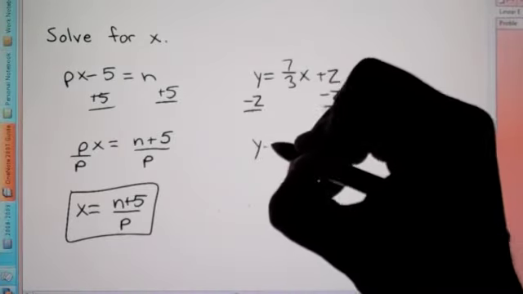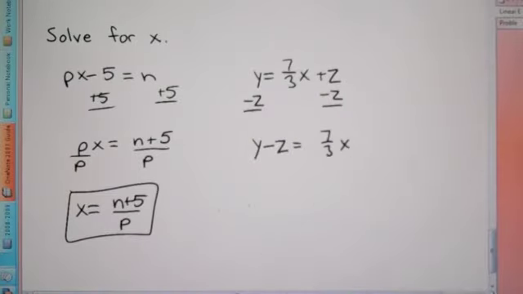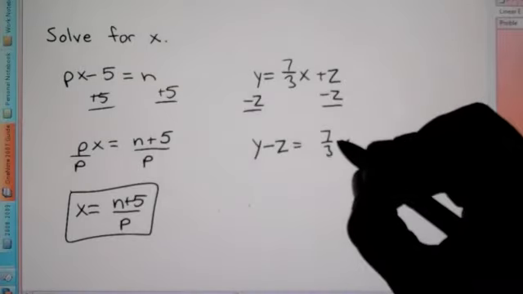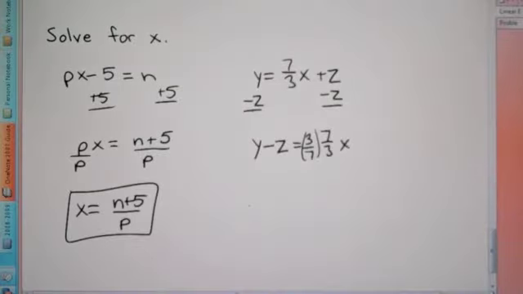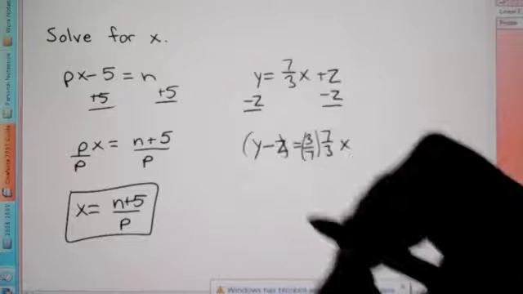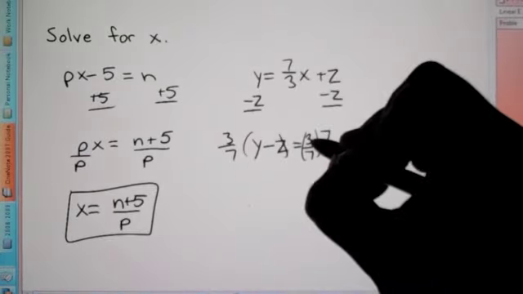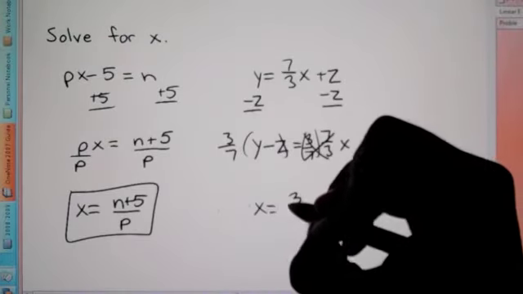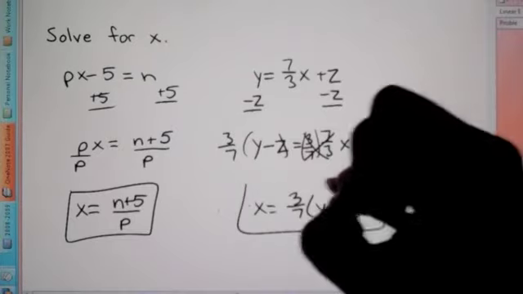So we're left with y minus z is equal to 7/3 x. So now we need to get the 7/3 out of there. Since it's being multiplied, what you can do is multiply by the reciprocal, which is just the flipped version of the fraction. So we're going to multiply this side by 3 sevenths, just like we did here. Those cancel out, so we're left with x is equal to 3/7 times y minus z. And that would be your final answer.